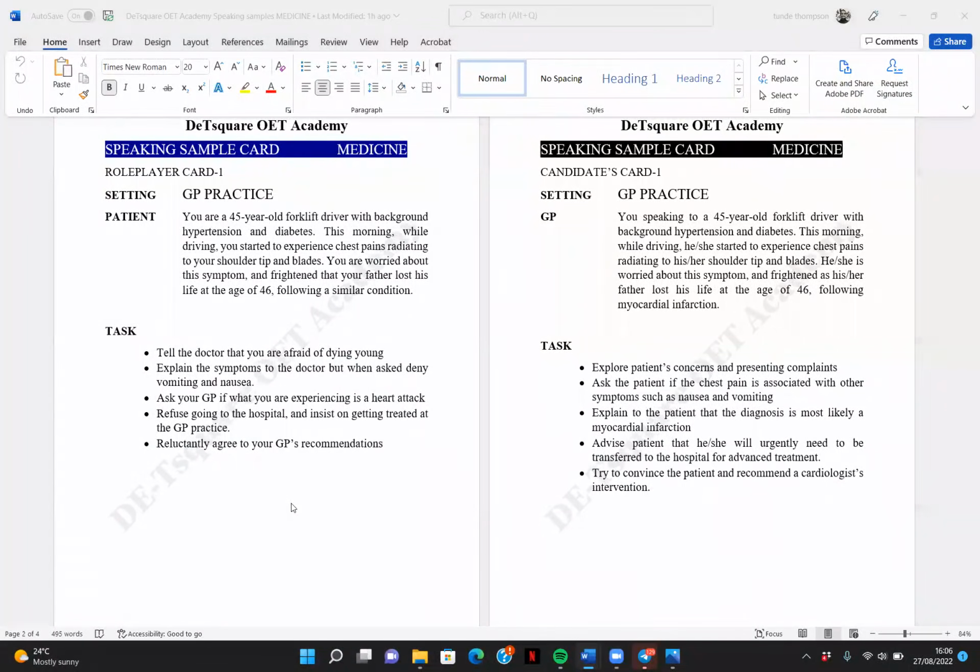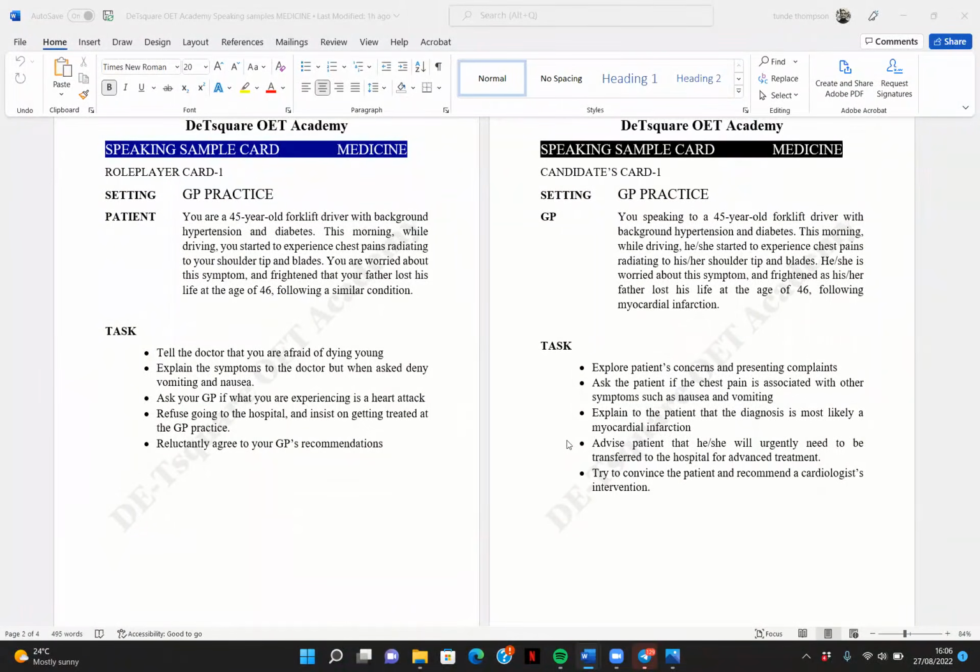Yes. Okay. Now, if you look at the screen, you have 2 tasks here. One is for the role player card, and the other one is for the candidate card. For the candidate, that's how it will be on the exam day, but you'll be given only the candidate card. So if you are a doctor, you'll be given medicine candidate card. If you are a nurse, you'll be given nursing candidate card.